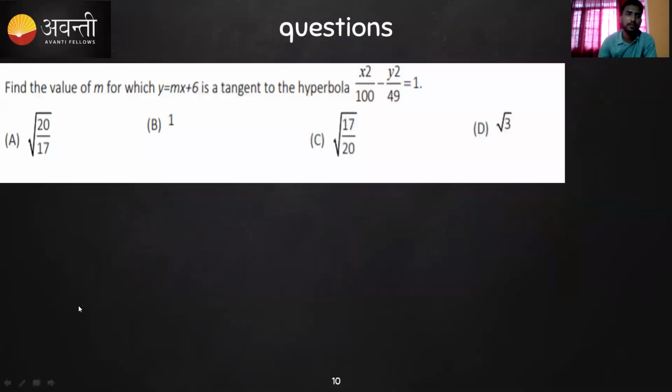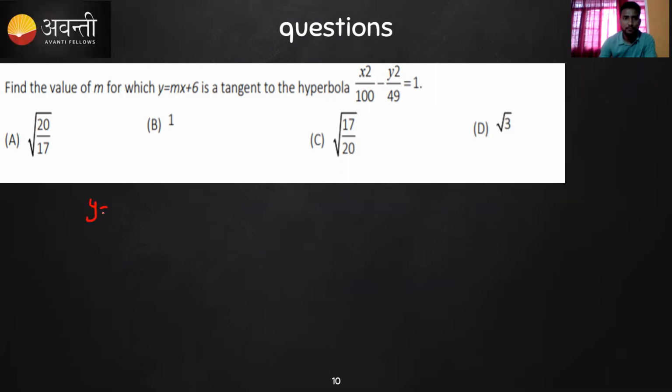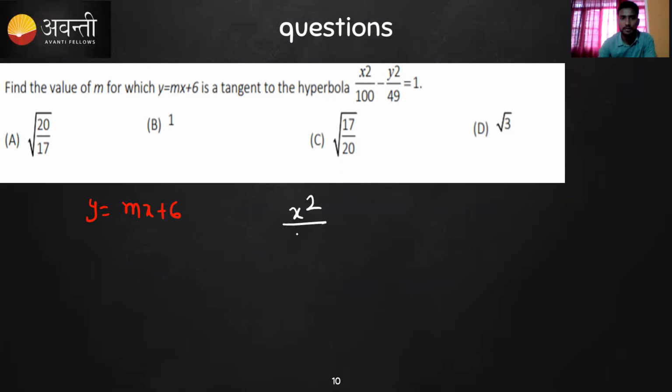So what is the next question? From here you can see we are given the tangent equation, that is y is equal to mx plus 6, and it is of a hyperbola, that is x square by 100 minus y square by 49 is equal to 1. So we know that this is y is equal to mx plus 6, right? And the other thing that we have already is the equation of this hyperbola, that is x square divided by 100 minus y square divided by 49 is equal to 1.